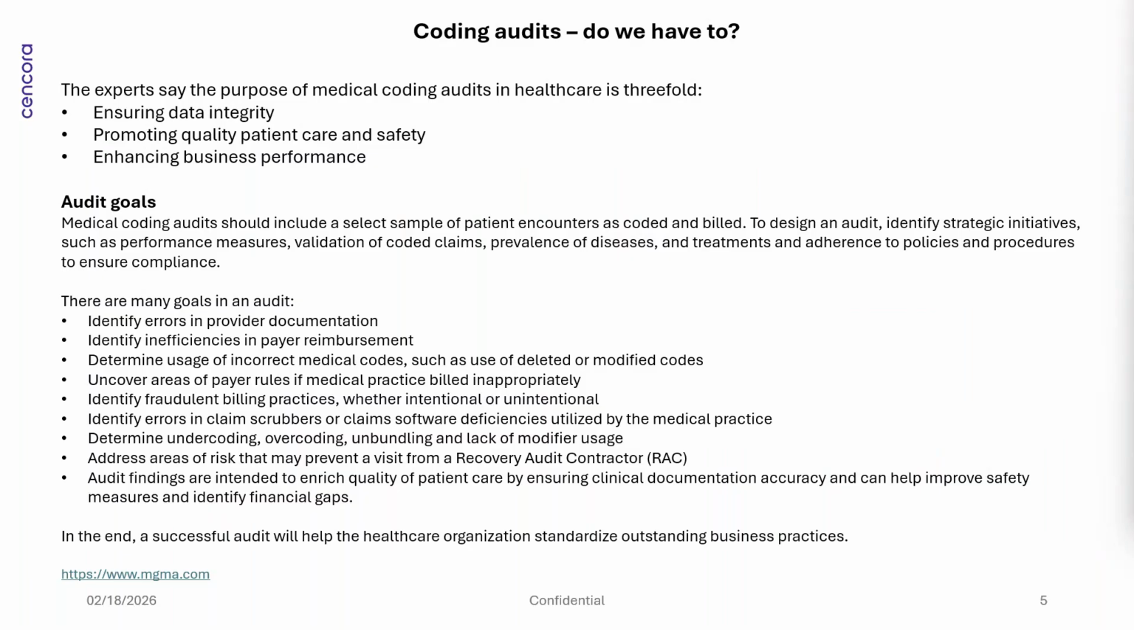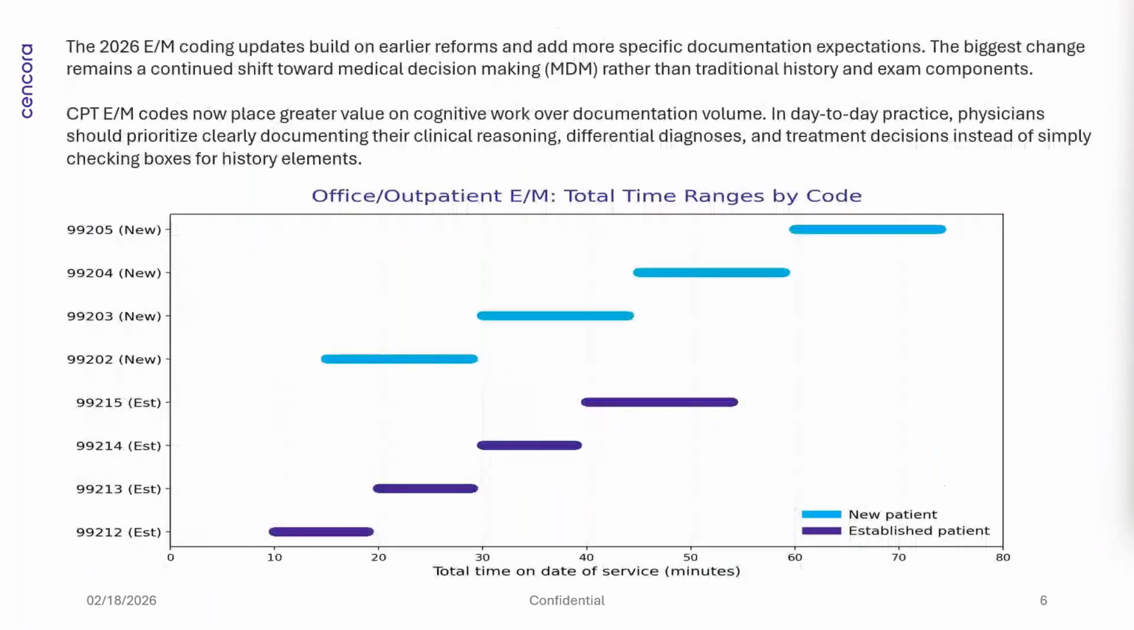So I pulled these audit goals off of the MGMA website, and I think this is a good resource because it's a pretty comprehensive list of what you're going to try to accomplish with your audit. You're going to want to identify errors in provider documentation, use of incorrect medical codes, such as any deleted or modified codes. You're going to determine under or overcoding, checking modifier usages, etc. Now, you can outsource your audits, of course, but if you're going to do it in-house, you really want to know what's changed since last year.